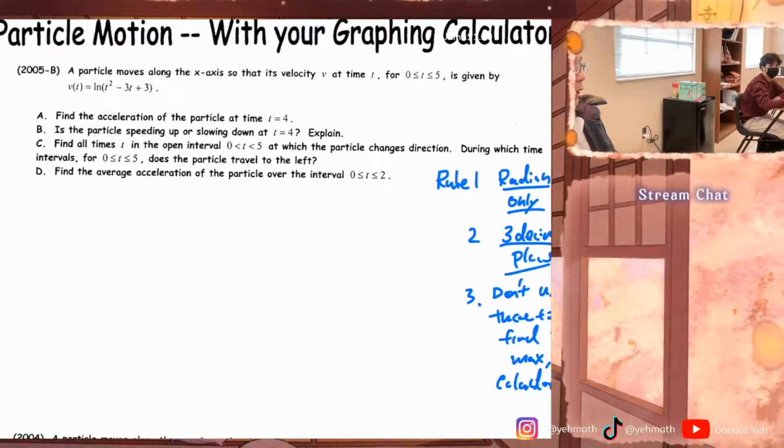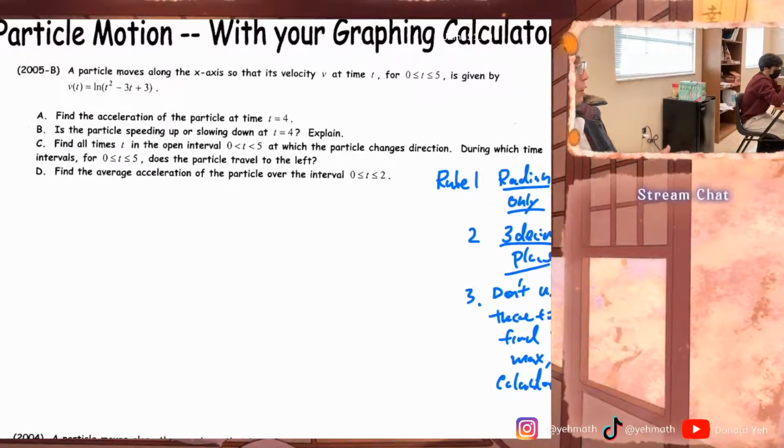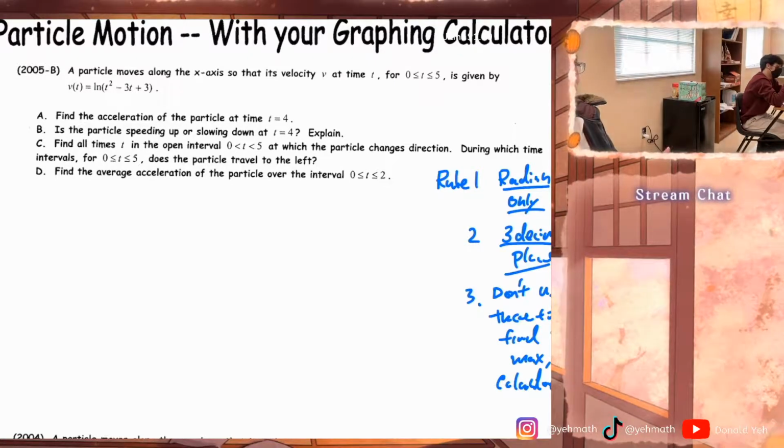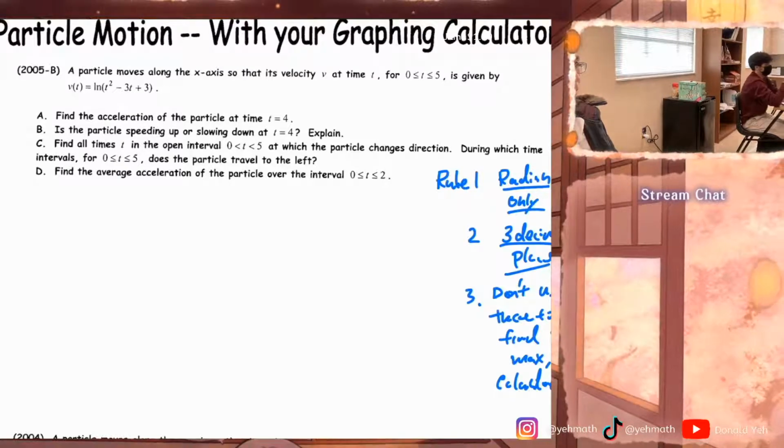Radian. Do you know how to change your calculator from degree to radians? Yes. Do you? There is actually a way to change your calculator to 3 decimal places only. But don't do that. Just keep out the decimals, unless you don't know how to round.